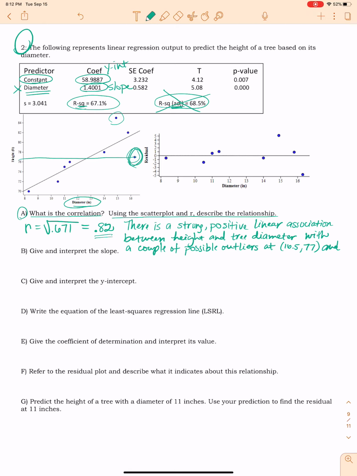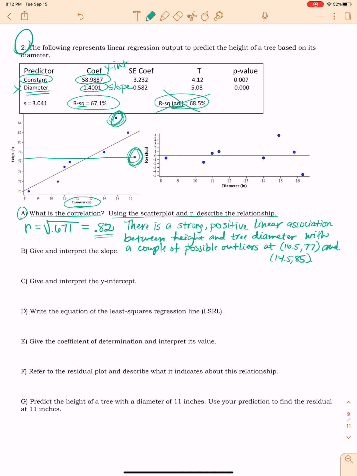And the other ordered pair would be right up here at about 14.5 and 85, something like that. I know it may seem trivial to you to try to guess what those ordered pairs are, but I've seen that happen on the AP test before, so just throwing it out there.